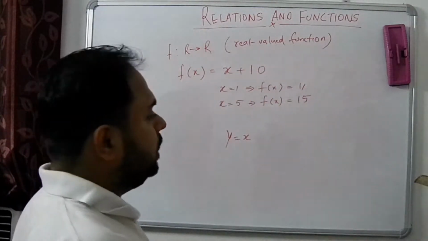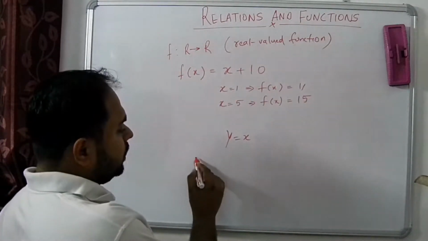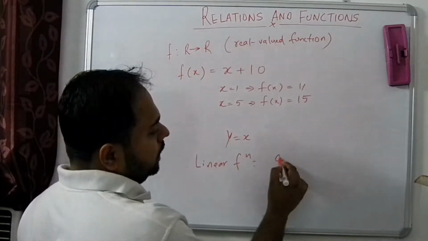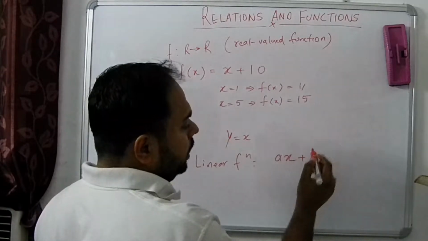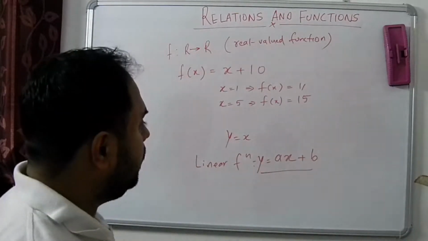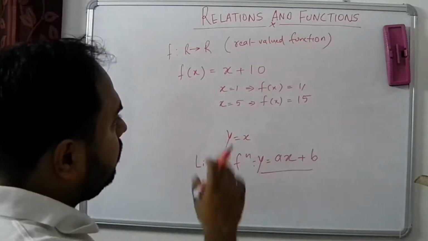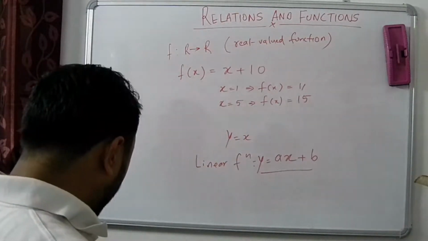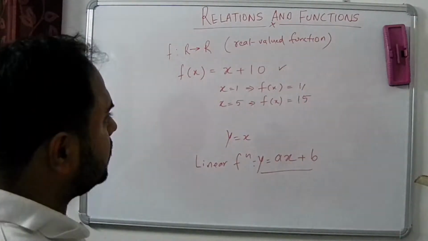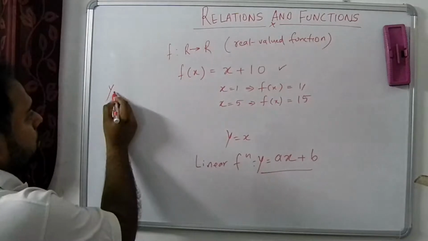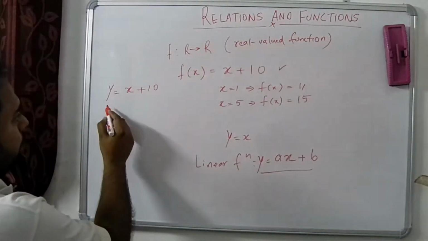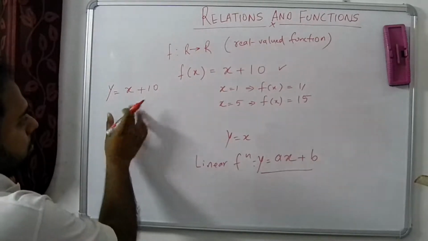x + 10 is a linear function, and the general form of a linear function is ax + b, that is y = ax + b, which is the equation of a line itself. Now what they are asking is to plot this. We know that it's going to be a line. Essentially they are asking to plot the line y = x + 10. So we know the equation of a line.